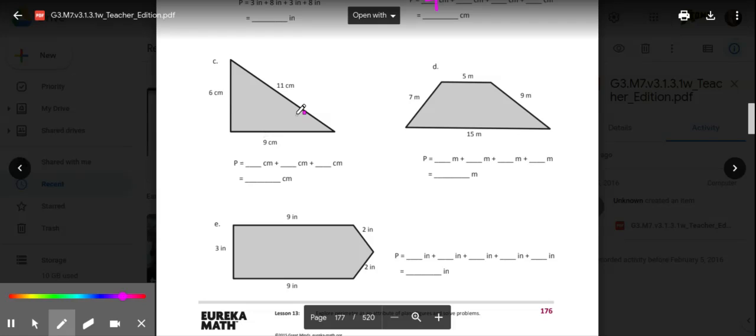For C, they have a triangle and they have different sides. There's 6 centimeters, 9 centimeters, and 11 centimeters. So you need to write the number for each of those sides, and I showed you 11 as the first one. And then after you write them, you're going to add all the sides together to find what the perimeter of that triangle is. Please pause the video and work on that problem.